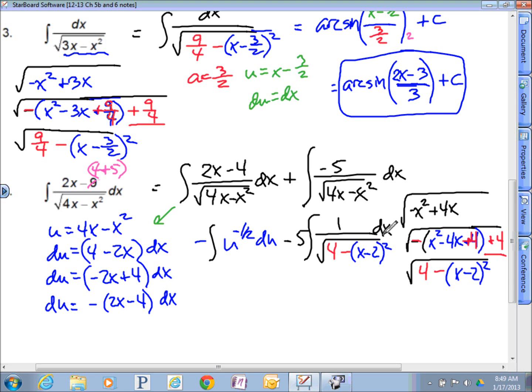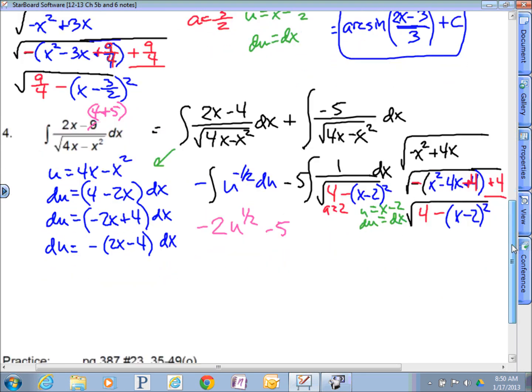Well, this first integral I know I can do. This first integral is going to end up being, let's see, add 1 to the power, it's going to be u to the 1/2. Divide by the new power means we're going to be multiplying by 2, and we've got a negative there. Minus 5, and then what do we have this time? This is an arc sine. So a is going to be 2. u is going to be x minus 2. du is going to be dx. No need to throw anything extra into the problem.